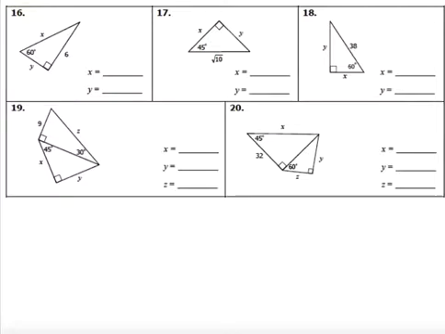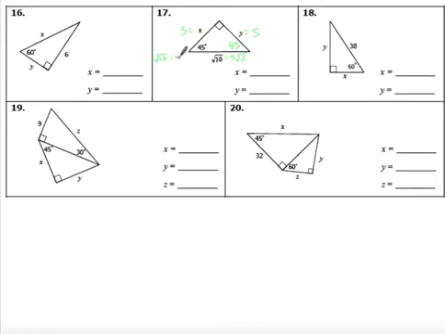So for 17, we have another 45, 45, 90. And we label our sides. Remember the two legs are always S and S. So S is equal to X, and S is equal to Y. We don't have enough information to work from there. But we do know that the hypotenuse is always S times the square root of 2. So root 10 is equal to S root 2. So that's what we're going to use to solve for S.